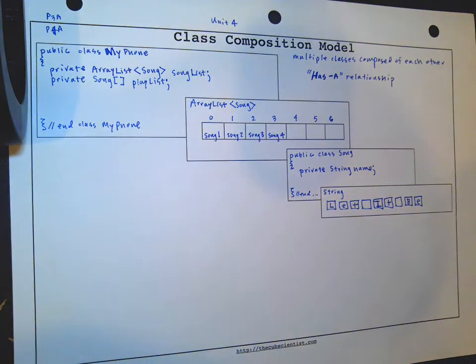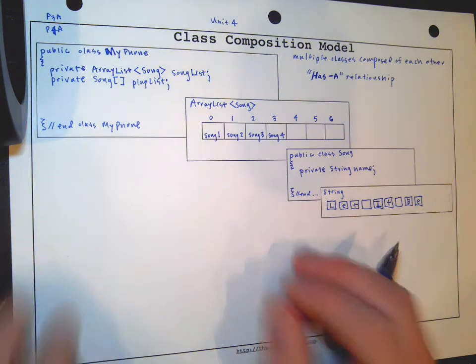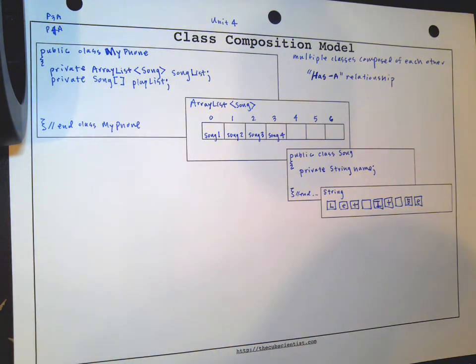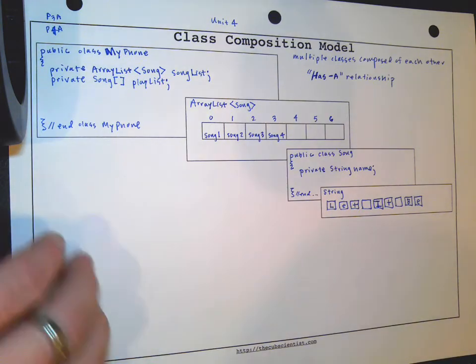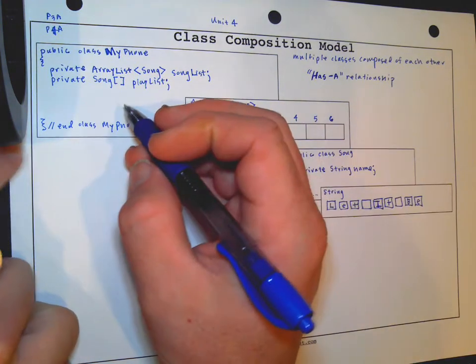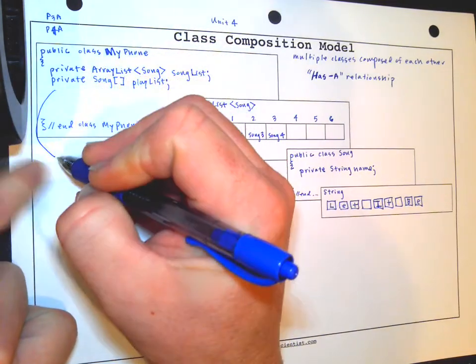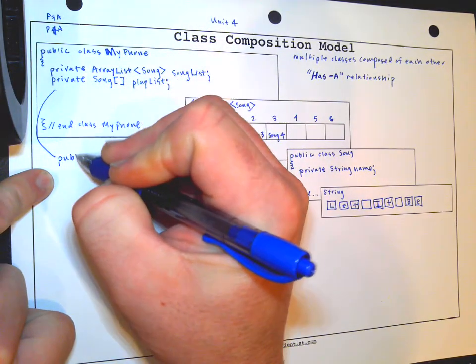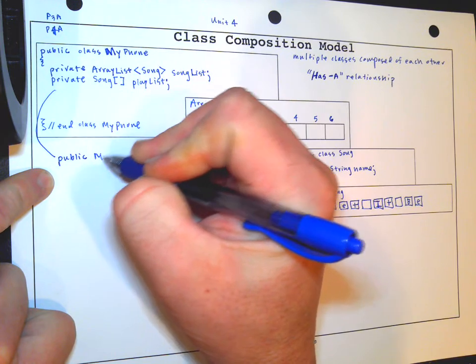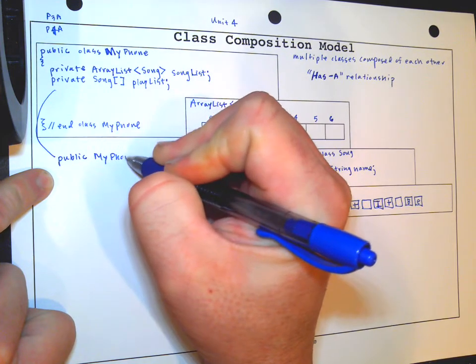Now, when we go to, let's see, like in the constructor, I'll put it down here just to give you, it's public, and then we use the name MyPhone, and we're going to code some of this stuff.